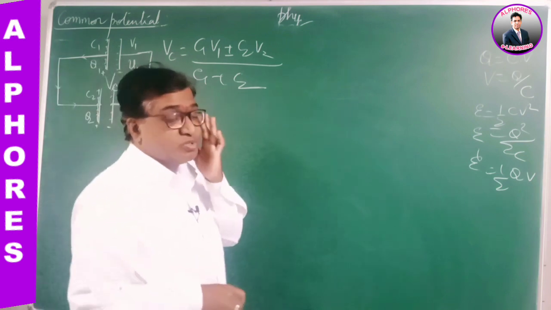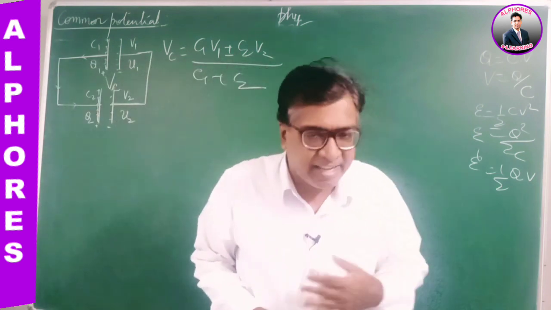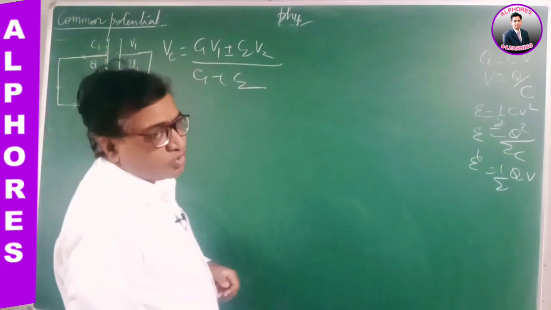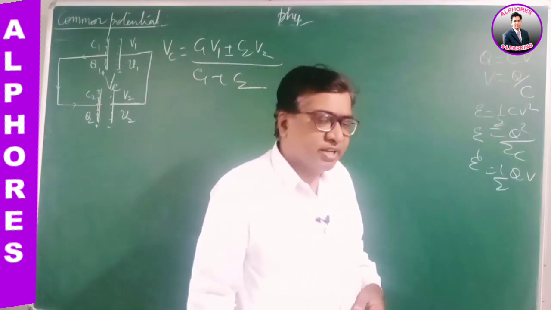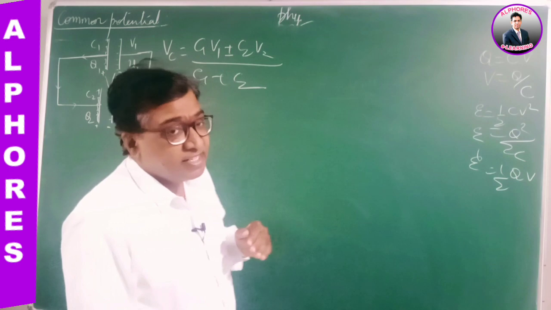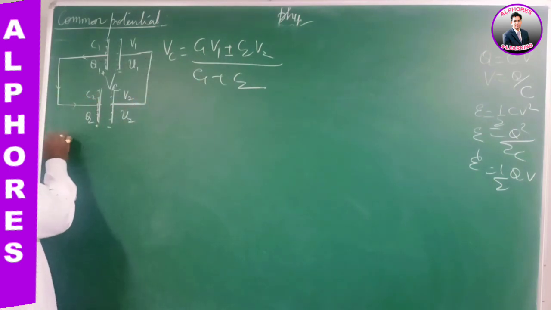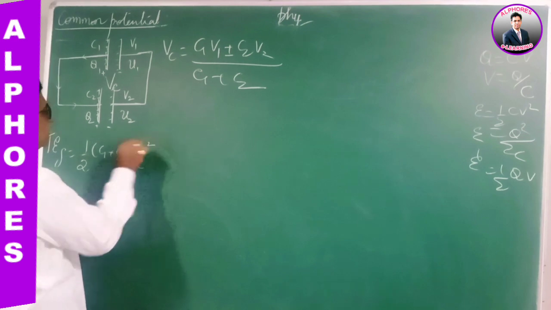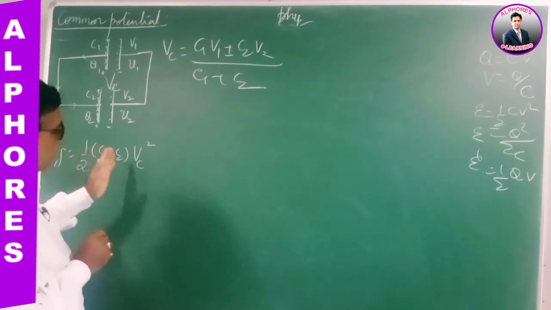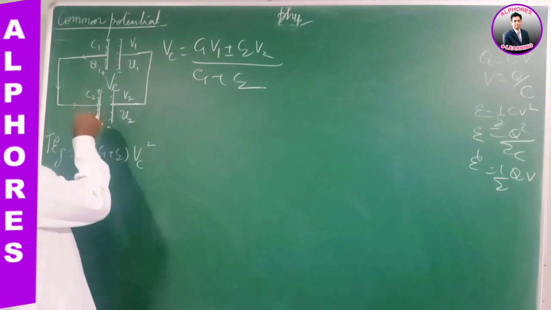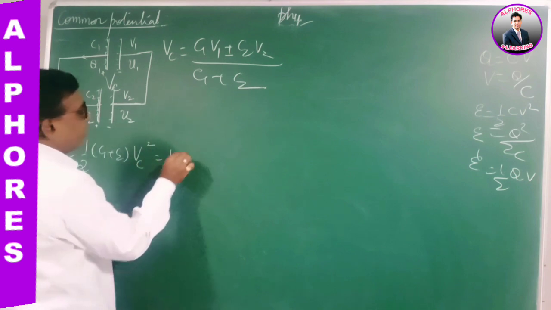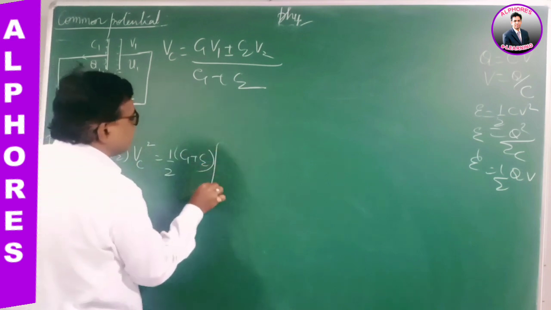Well, in this process, what other change takes place? Initially the energy stored in this one was half C1 V1 square, and in this one half C2 V2 square. The total initial energy was half C1 V1 square plus half C2 V2 square. But the final energy is not that. The total final energy is half of (C1 plus C2) into Vc square, where Vc is the common potential.